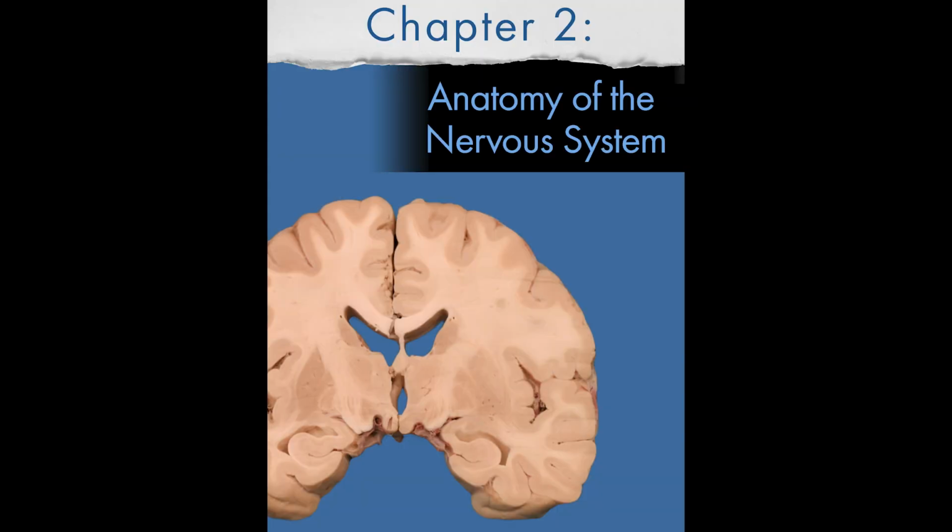Chapter 2: Anatomy of the Nervous System. To physically take something apart is a great way to learn about the relationship between structure and function.